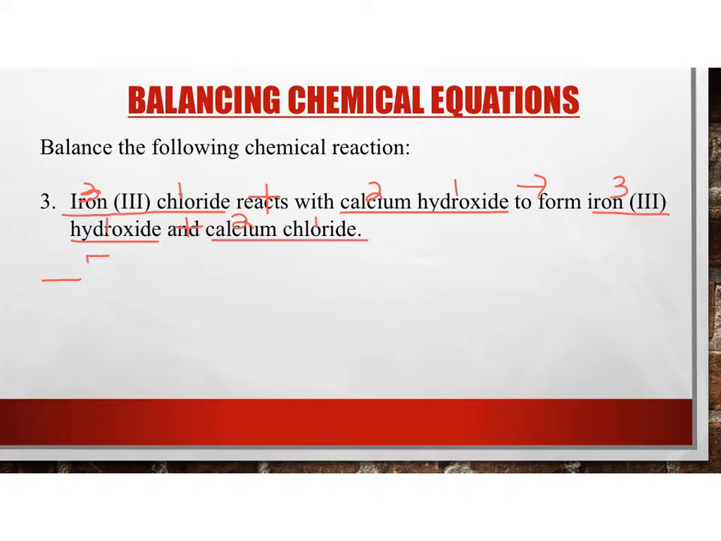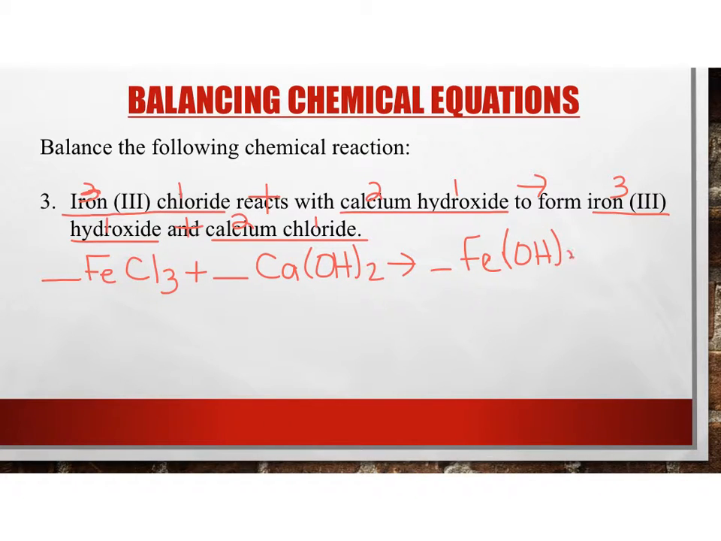All right, so to write that out, I've got iron 1, calcium 1, hydroxide 2, iron 1, 2, hydroxide 3, plus calcium chloride 2. All right, I hope I have enough room.